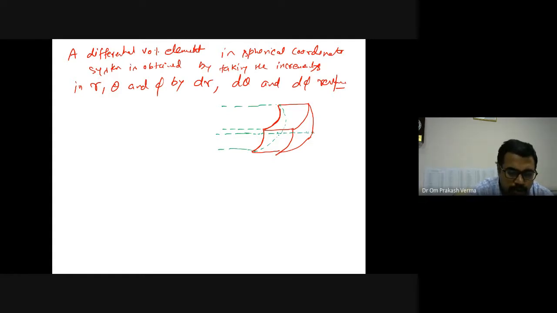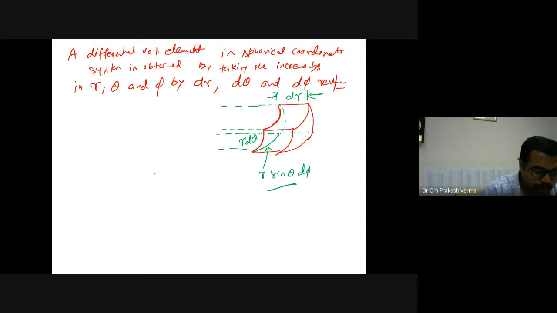Obviously this one is dr. This portion is r d theta. And this one, the change you are seeing, is the component of r sine theta. How it is formed, I will tell you by the book picture. So r sine theta d phi is given. Now the surface and the volume.